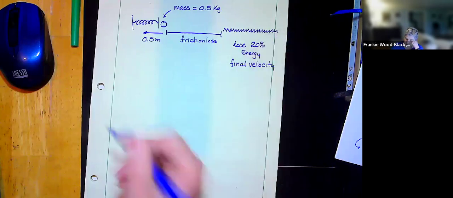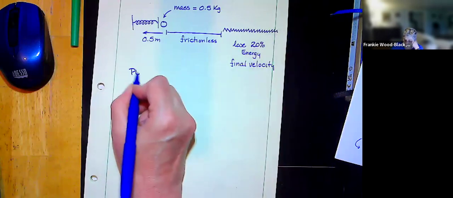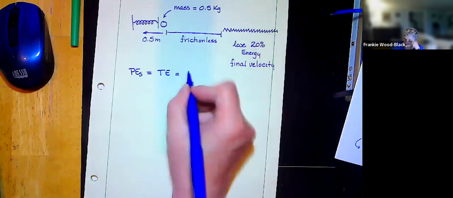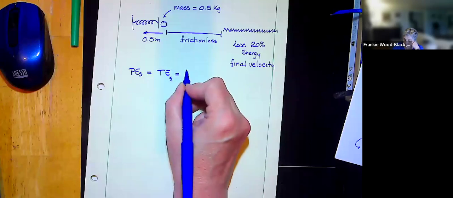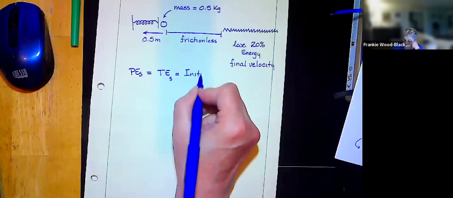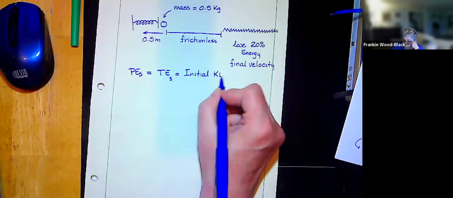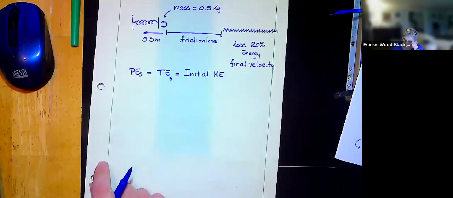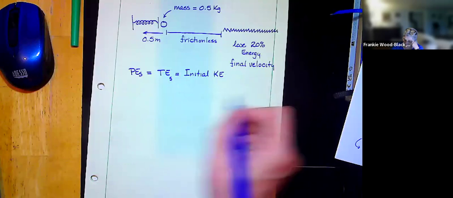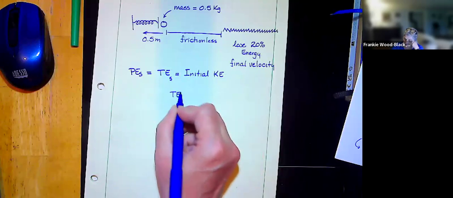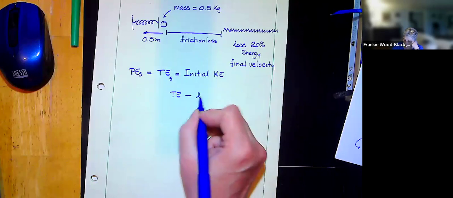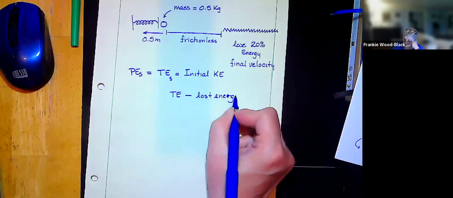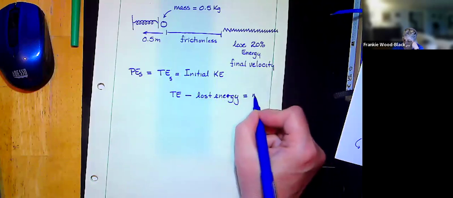So we know the potential energy of our spring is going to equal the total energy of the system, which is going to equal the initial kinetic energy. The final velocity is going to be the total energy minus the lost energy, which is going to equal our new kinetic energy.